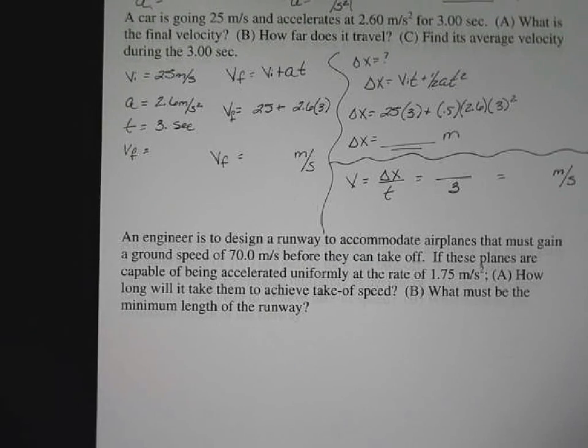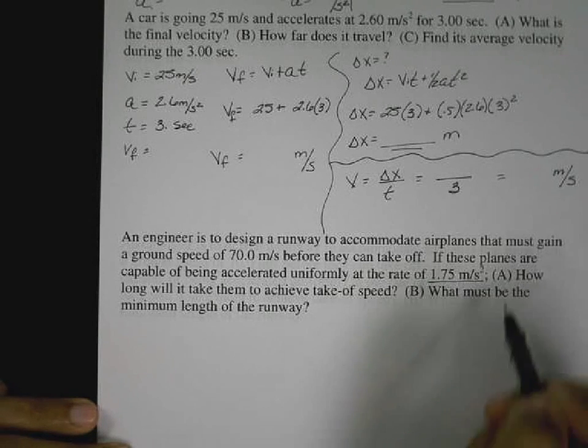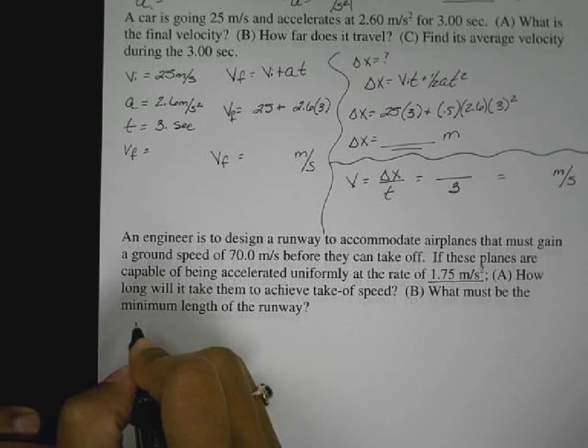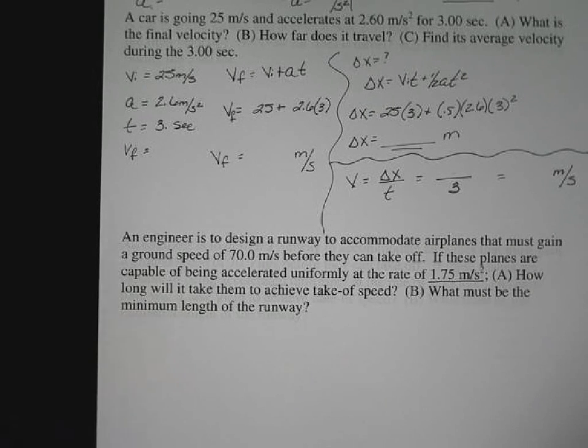We got a little bit of time, so why don't we do this last one here. An engineer is to design a runway to accommodate an airplane that must gain a ground speed of 70 meters per second before it can take off. If these planes are capable of accelerating at 1.7 meters per second squared, A, how long will it take them to achieve this takeoff speed? And B, what must be the minimum length of the runway? So it looks like buried in this is information. The information is not all numeric. The information can be in words, so read carefully.